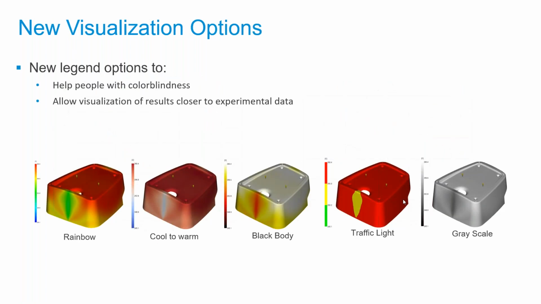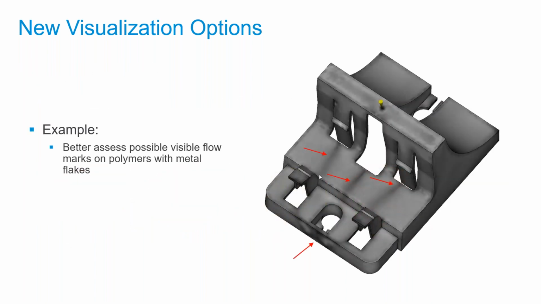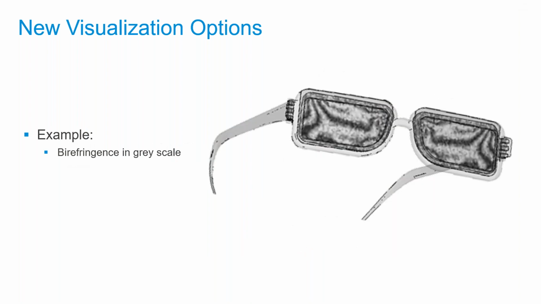We also have some new visualization options. So there's new legend options to help people with color blindness, for example, or to allow visualization of results closer to experimental data. So, like black body or cool to warm or anything that might show up like on an infrared scan of a tool, for example, or grayscale over here. We'll pull this next slide up here for the ability to show visible flow marks on polymers with metal flakes, for example. So you can use this grayscale for that option as well. Birefringence on grayscale has a new visualization option to better view the birefringence patterns, for example, in these glasses.